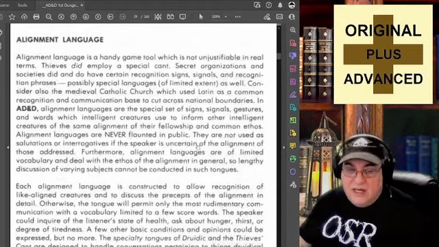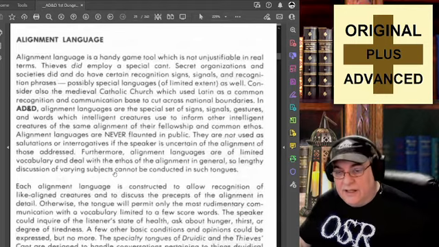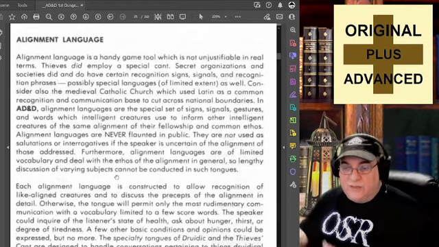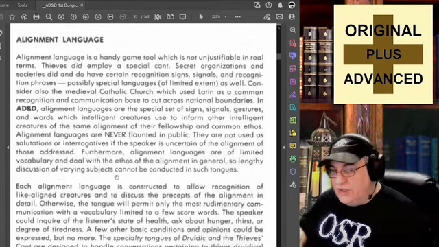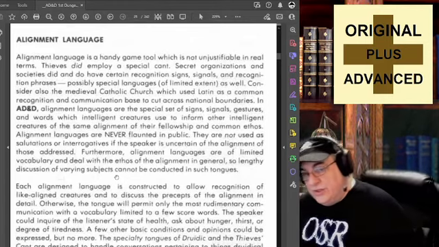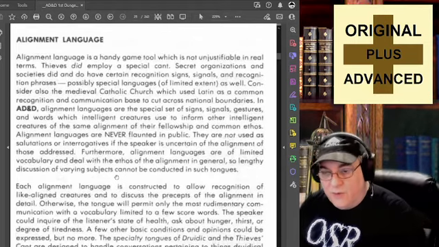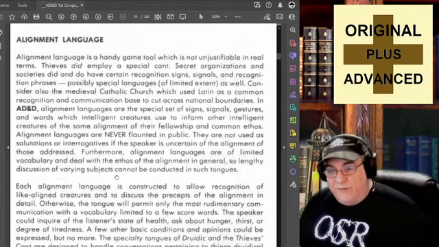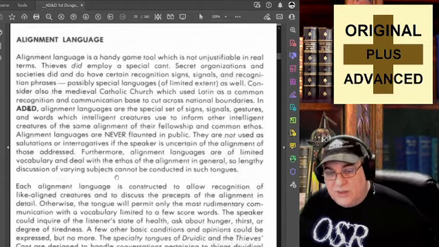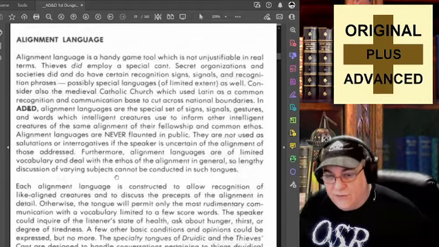Consider also the medieval Catholic Church, which used Latin as a common recognition and communication base to cut across national boundaries. In AD&D, alignment languages are the special set of signs, signals, gestures, and words which intelligent creatures use to inform other intelligent creatures of the same alignment, of their fellowship, and common ethos. Alignment languages are never flaunted in public.